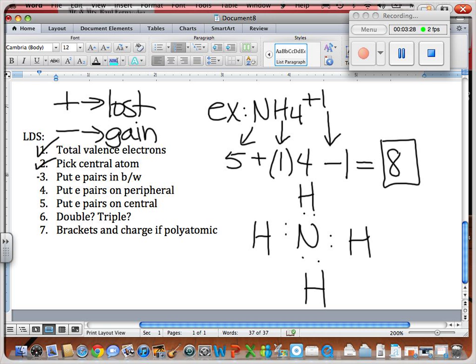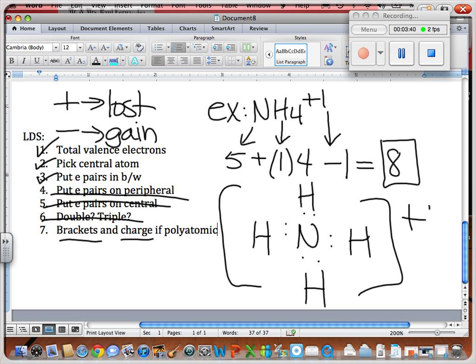I don't need to put any pairs on the peripheral or any pairs on the central, and double or triple bonding you don't have to worry about. But it is a polyatomic, so I need to add my brackets and the charge. So I add brackets, plus 1. Voila, you now know how to draw Lewis dot structures for polyatomic ions.